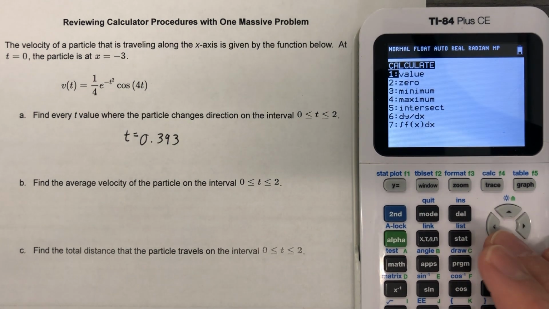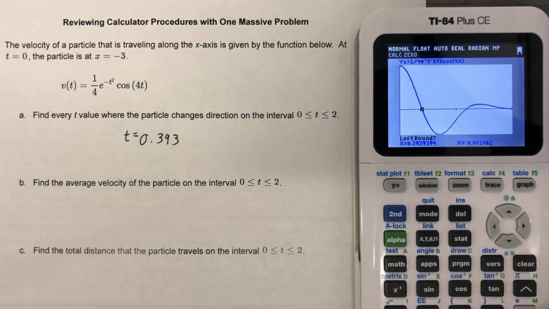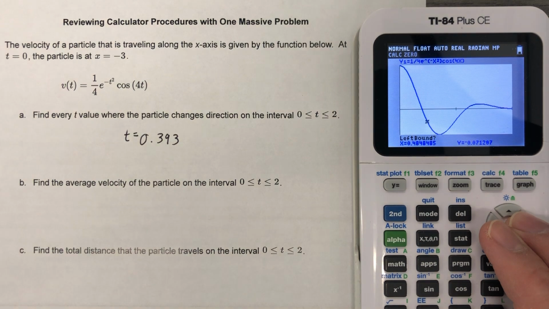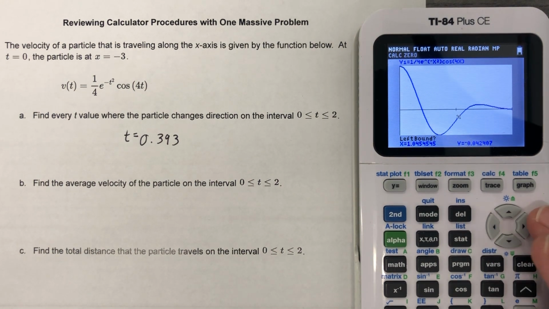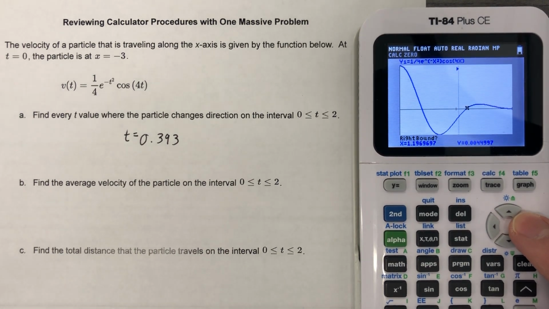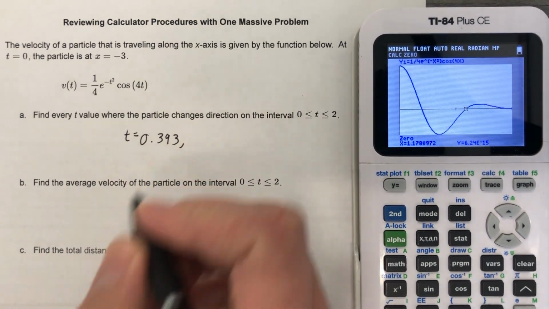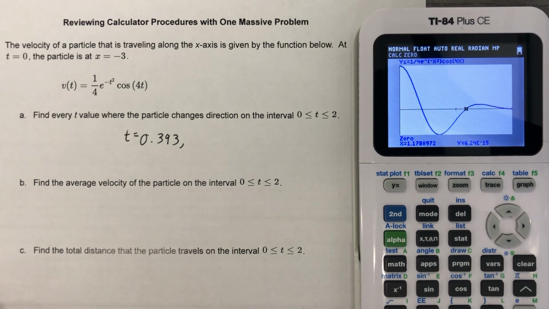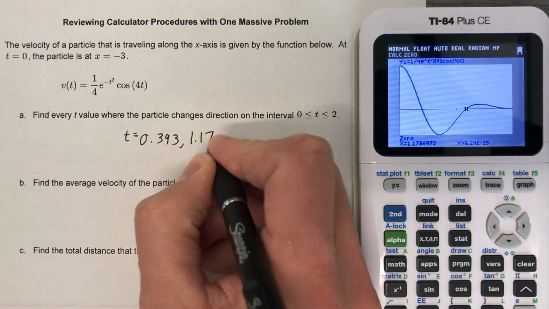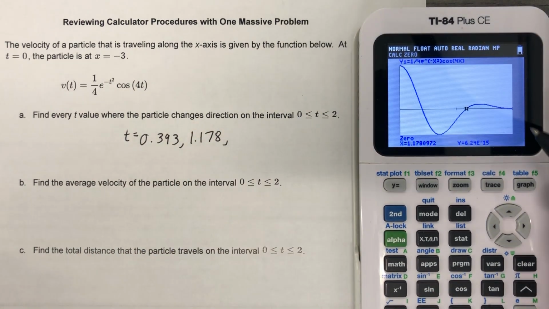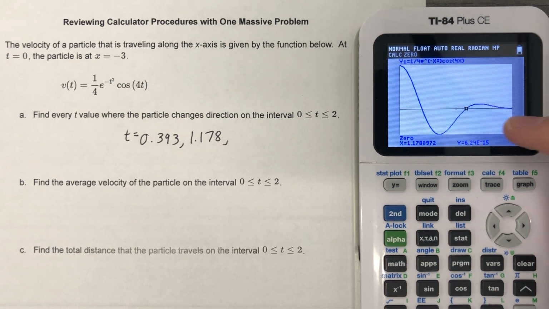Second and calc, we're going to calculate another 0. Left bound, we can use the arrows again if we want to. I think I am this time. We are to the left of that x value. We're going to go to the right of that x value, which happens to be above it. And we'll press enter. And here's another one. So 1.178. And then there's some other fantasticness that happens here, and we can't quite see it. So I think we can adjust this a little bit.